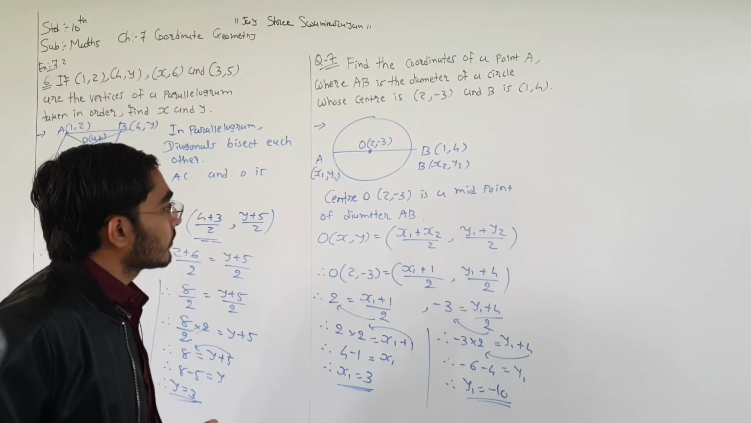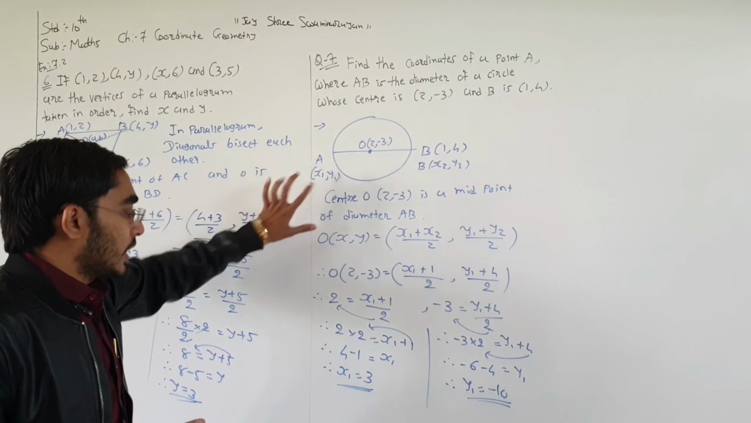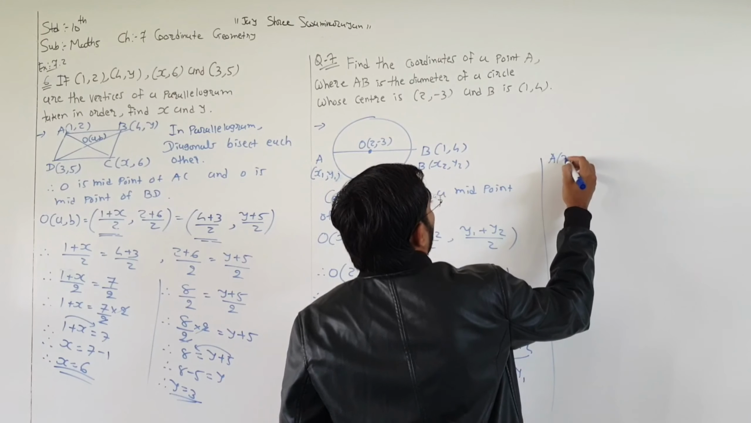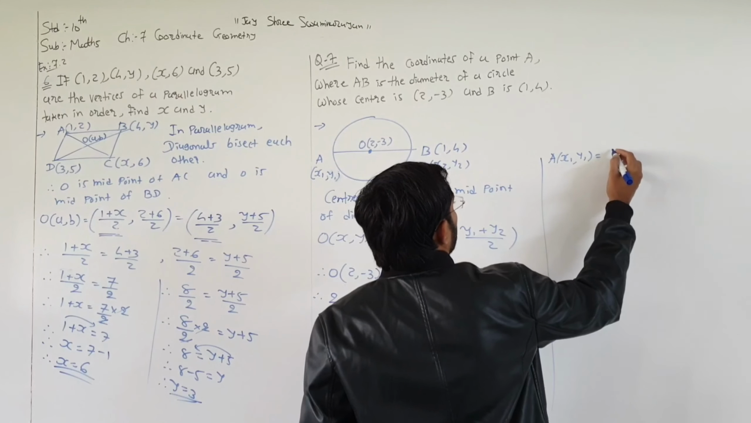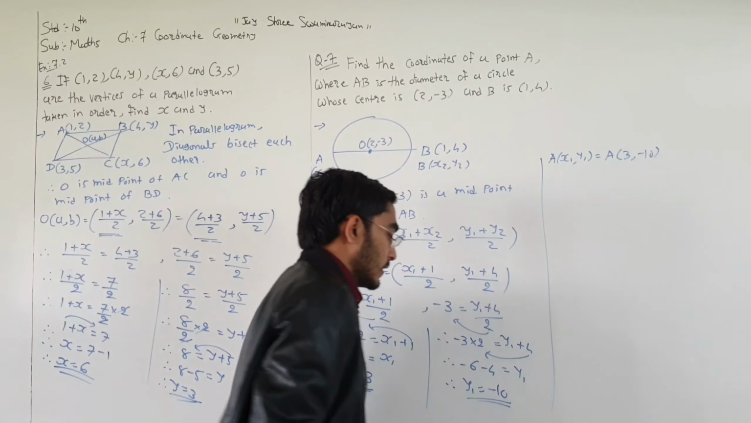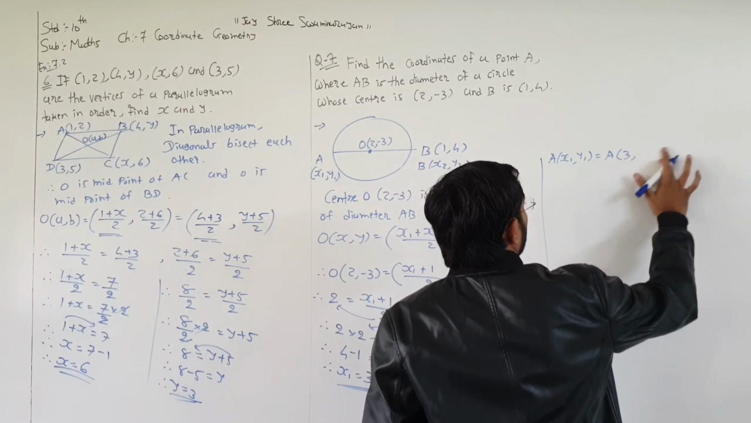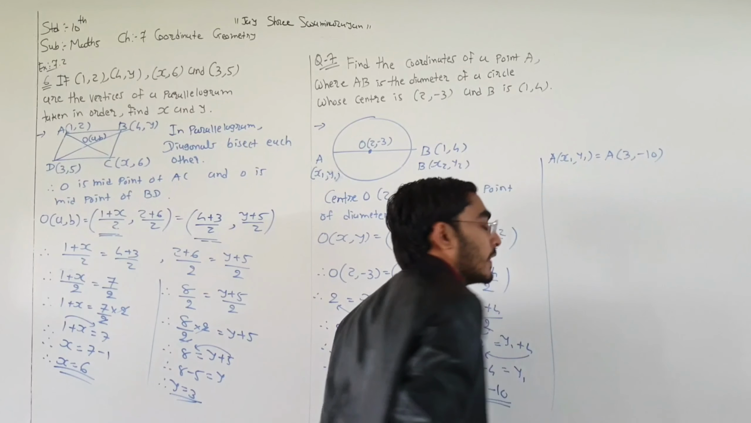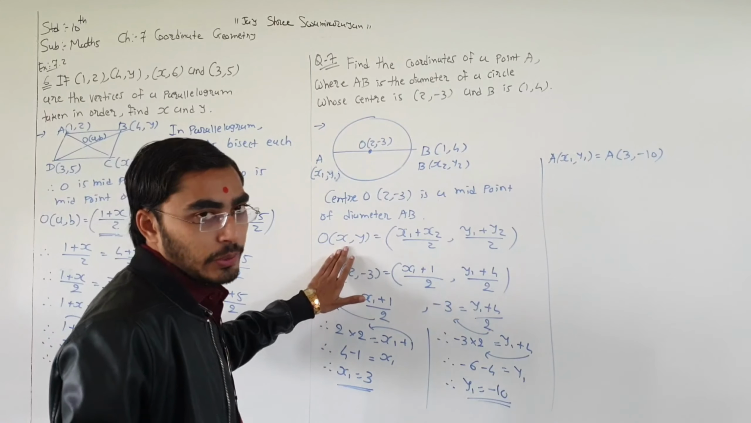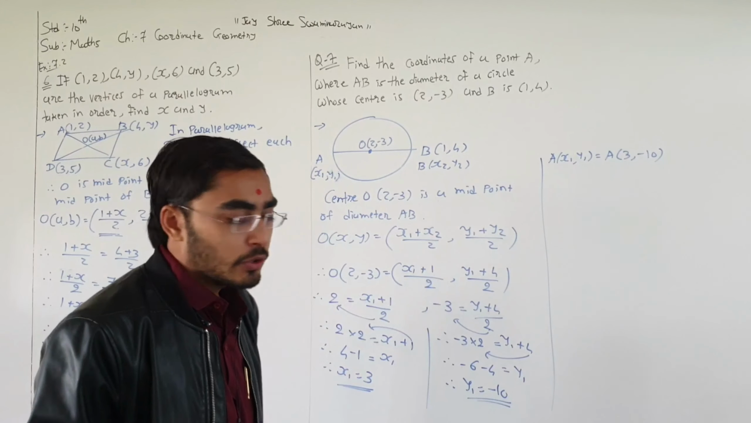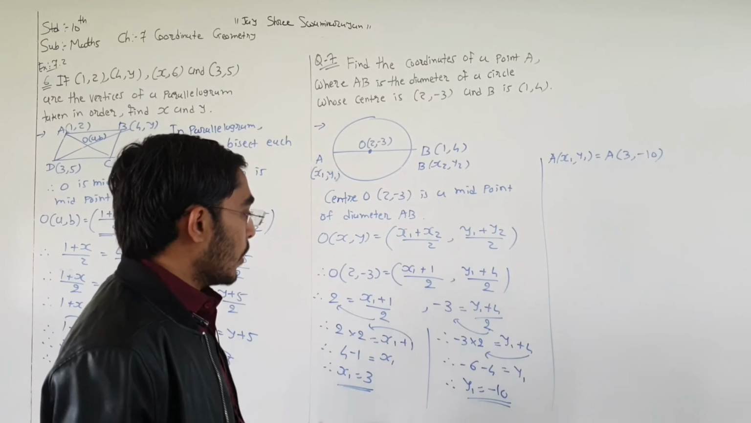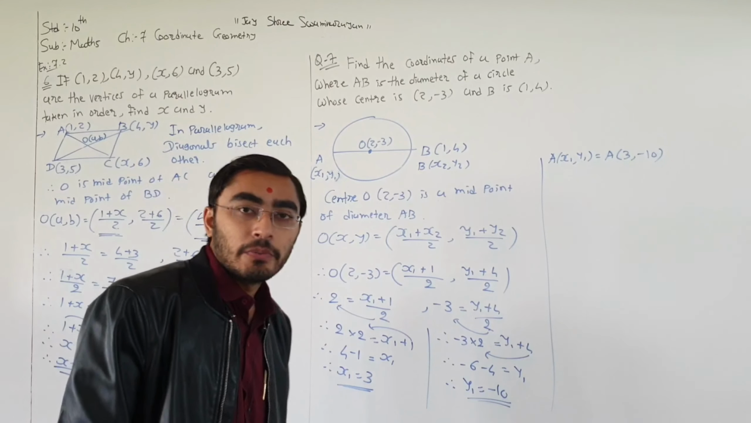It means that the coordinate of point A is (3, minus 10). Okay, so A(x1, y1) is equal to (3, minus 10). Okay, our final answer is (3, minus 10). So here the center is always the midpoint of the diameter. So use the midpoint formula, (x1 plus x2) by 2, (y1 plus y2) by 2. After that compare x coordinate with x, y coordinate with y. From that we will get the values of x1 and y1.